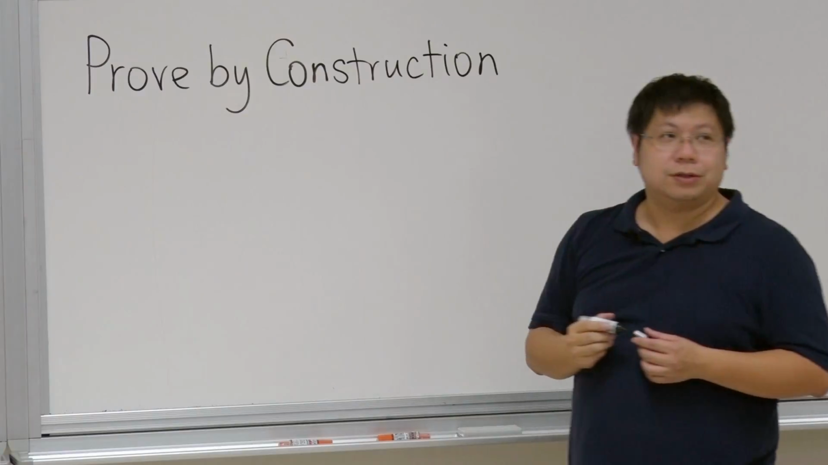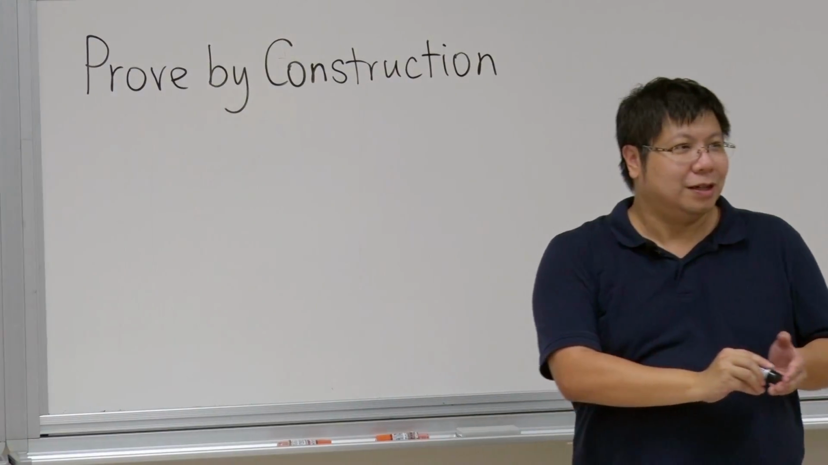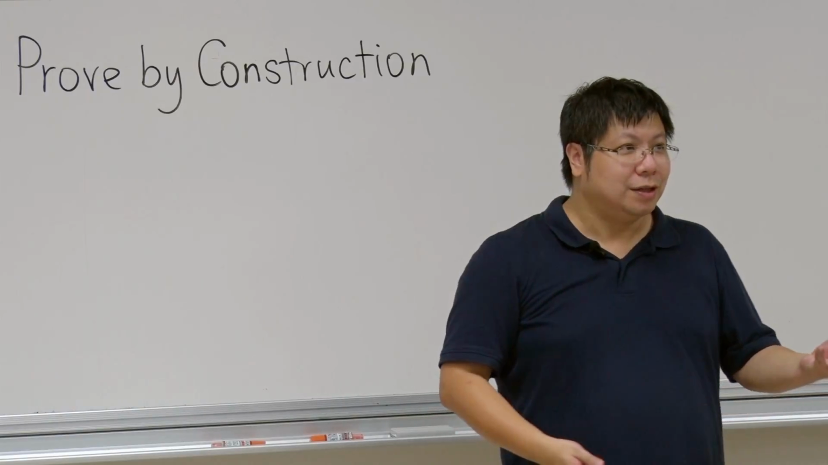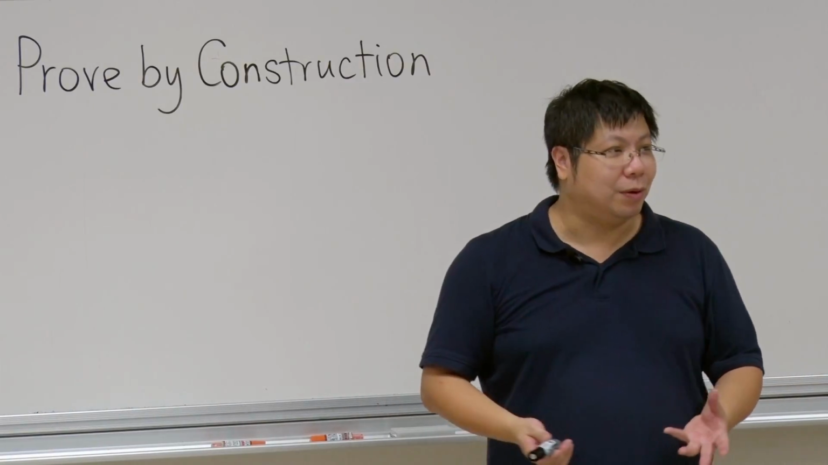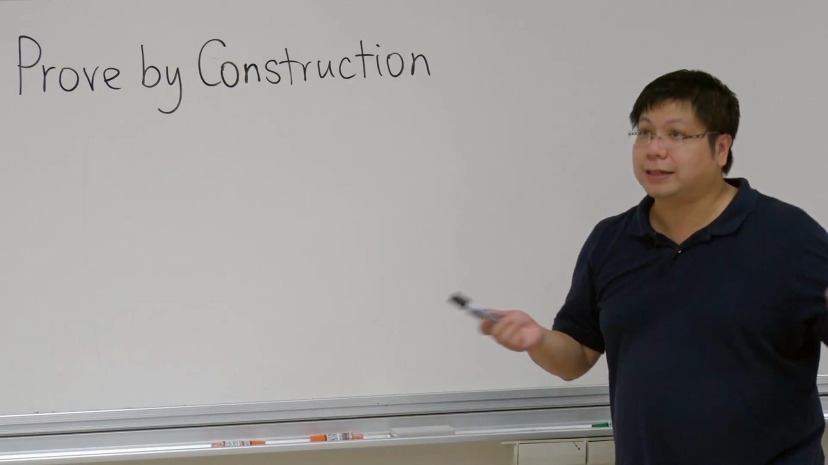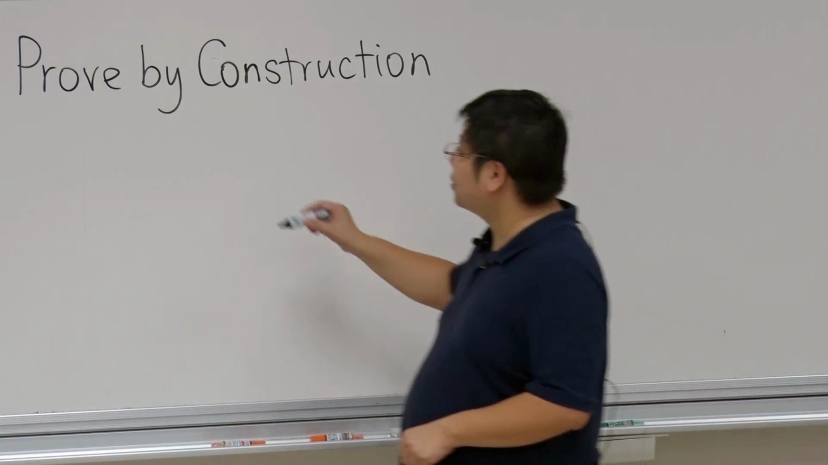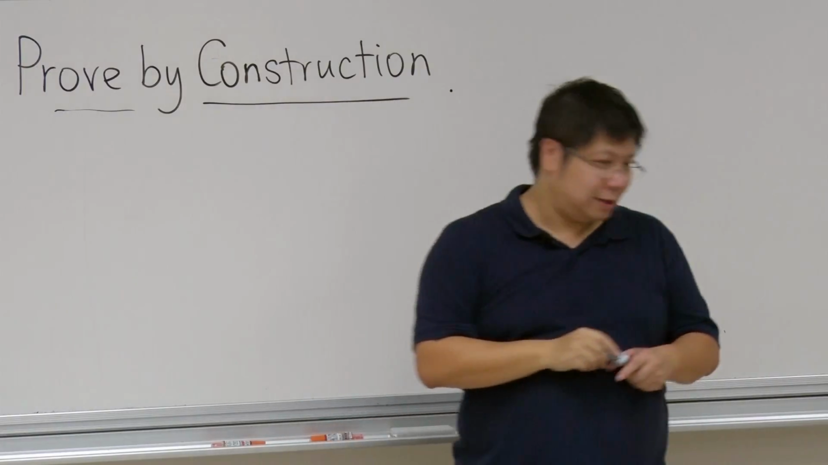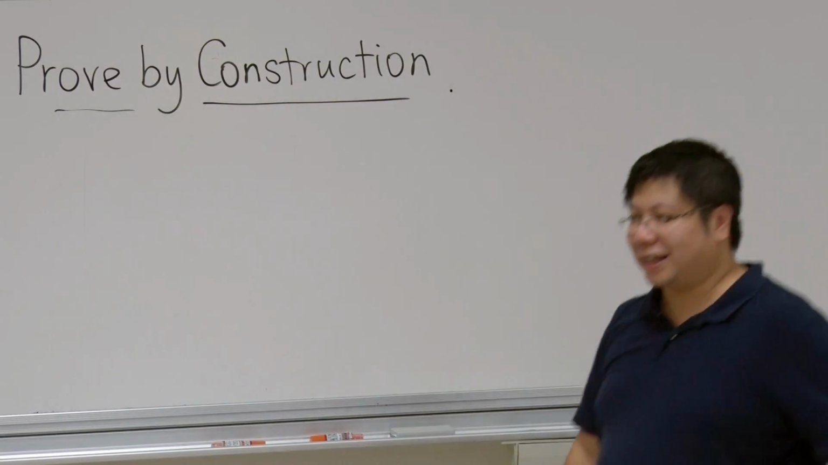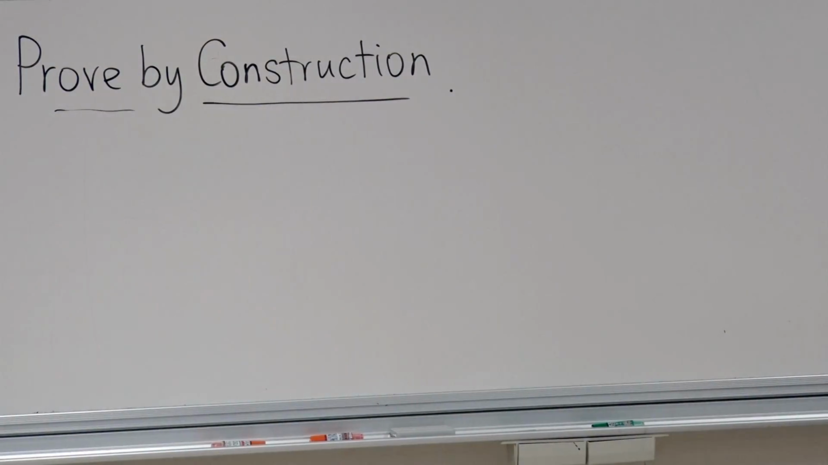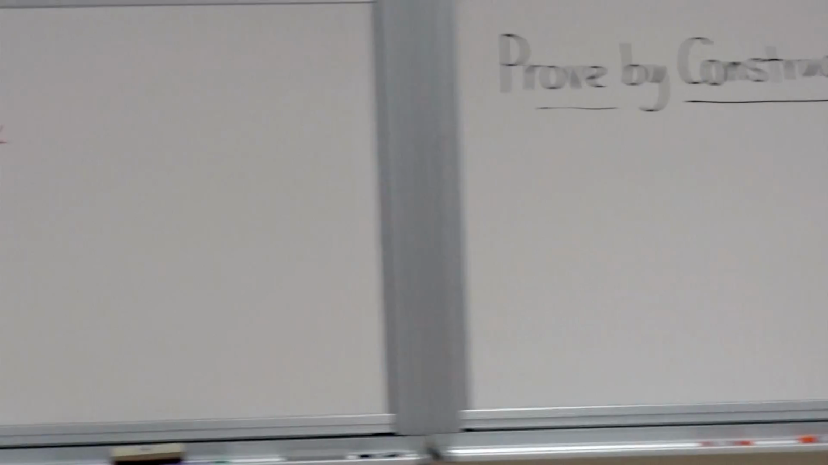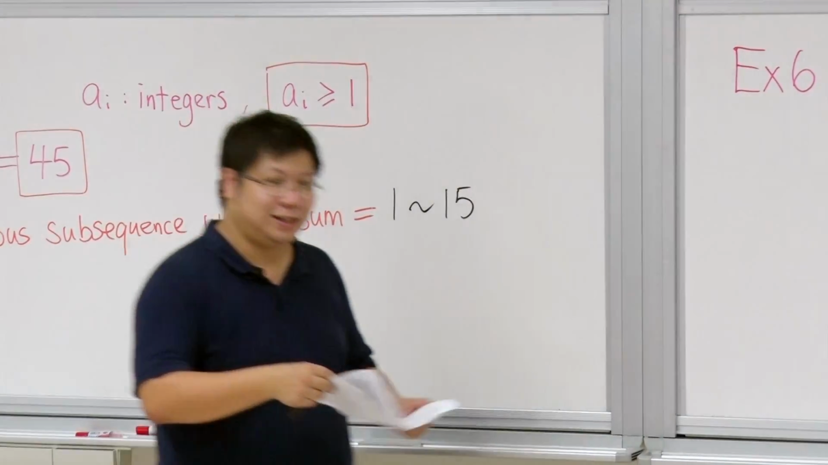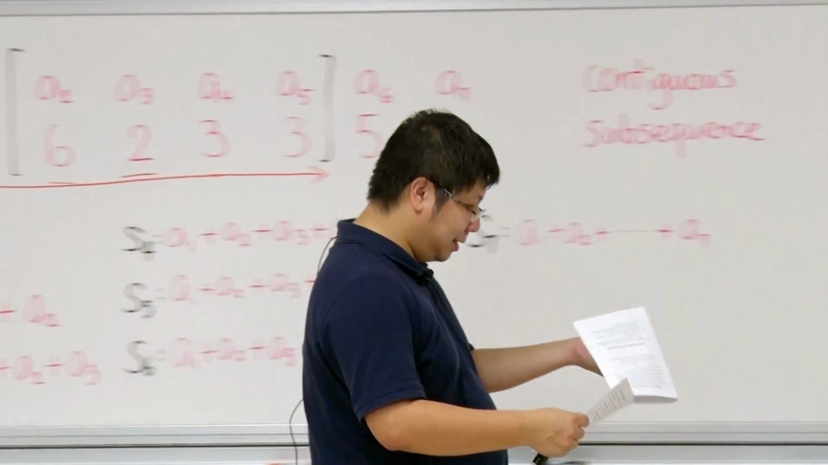So proof by construction is actually nothing special. You just want to show something is true or something exists by giving an example. You construct an example, and that's it. So this is called proof by construction. Let's see some interesting examples. As long as you want to show something exists and you can give an example, then that's good.